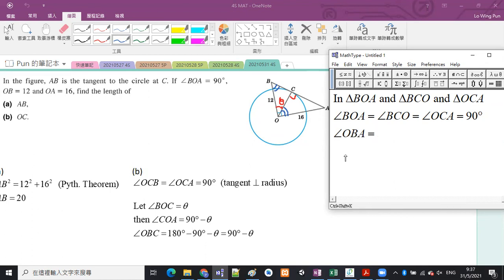Angle CBO. And then for the corresponding angle in triangle OCA will be angle COA, because they are both equal to 90 degrees minus theta. These three angles are all equal to 90 degrees minus theta. And now in each triangle, we have already shown that two of the corresponding angles are equal to each other. Therefore, it is sufficient for us to conclude that they are similar triangles.